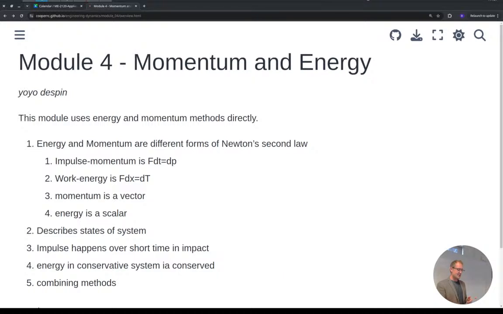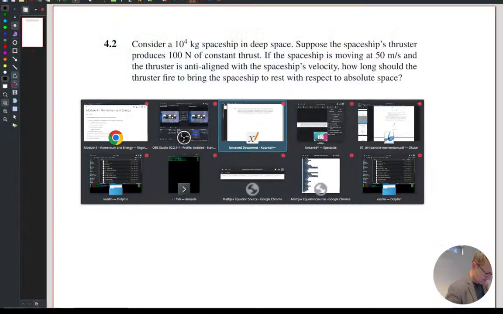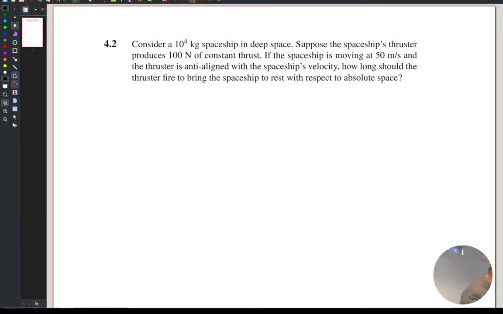The nice part about using momentum and energy is it's partly solving the differential equation already. Let me show you kind of what I mean.